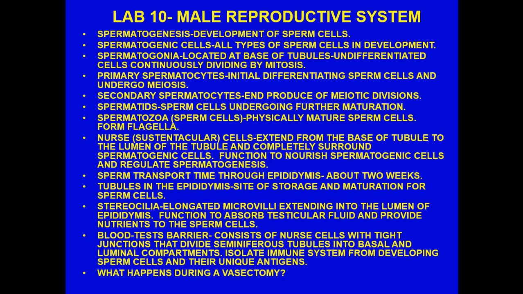Okay? Now, the other interesting aspect is what we come up to is called the blood-testis barrier. This consists of the nurse cells with tight junctions. They basically divide the seminiferous tubules into the basal and luminal compartments. They isolate the immune system from developing sperm cells and their unique antigens. So if you take a look at figure 31.4, you're going to see, if you can picture it, that round circle there, and nurse cells are on the edges. And basically what they do is they isolate from the blood, and thereby from the immune system, the differentiating and unique proteins that show up on sperm cells.